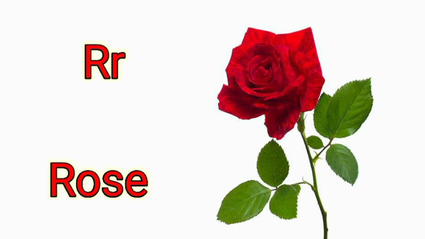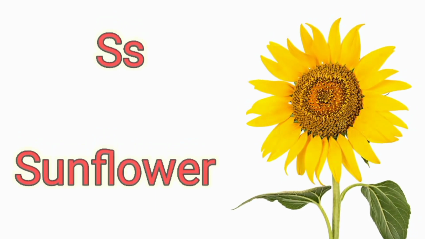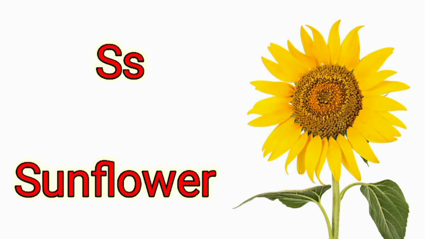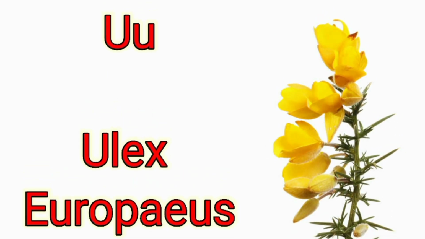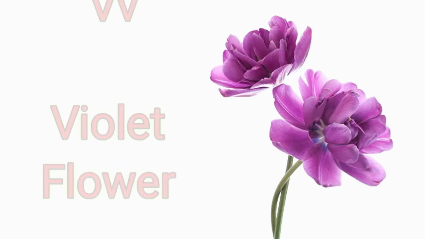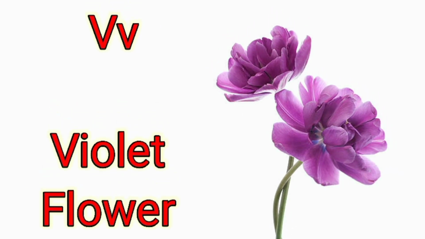R is for Rose. S is for Sunflower. T is for Tulip. U is for Xerophytes. V is for Violet Flower.